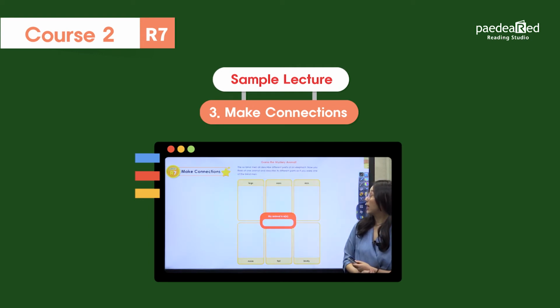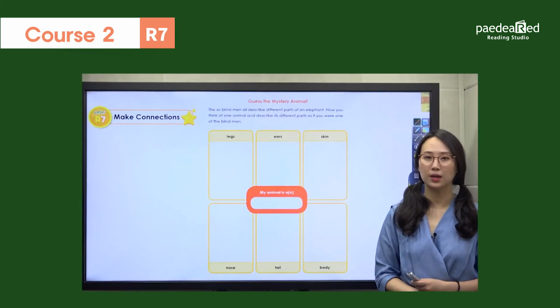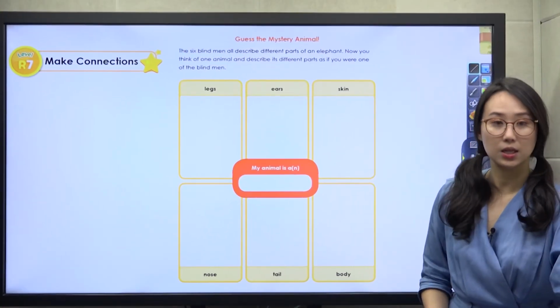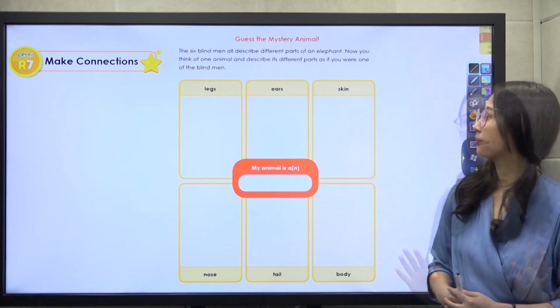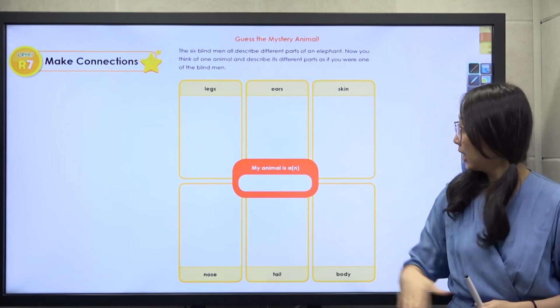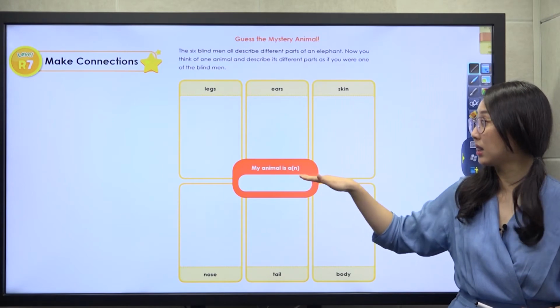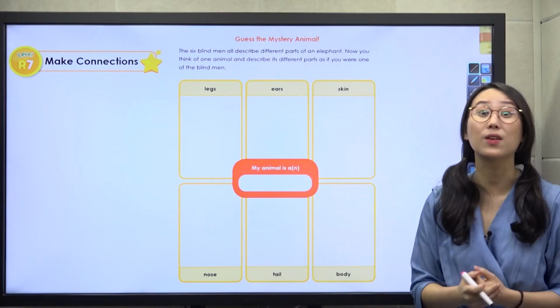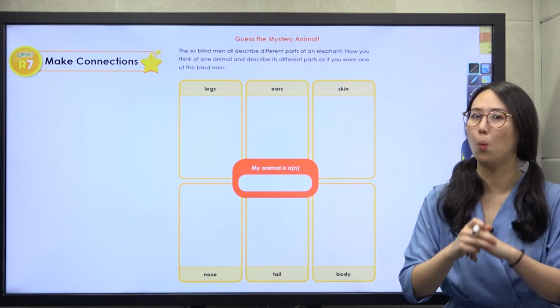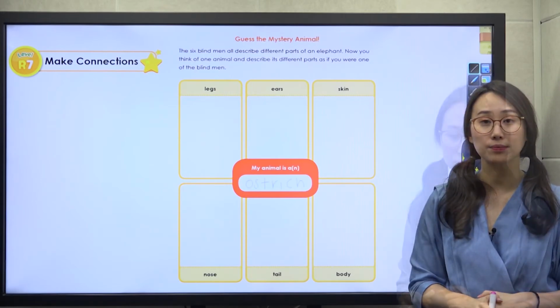Now, let's go ahead and do Make Connections. Now, let's read the title. It says, Guess the Mystery Animal. Think of an animal, and I want you to write that animal here. It could be any animal. Think of any animal that you want.